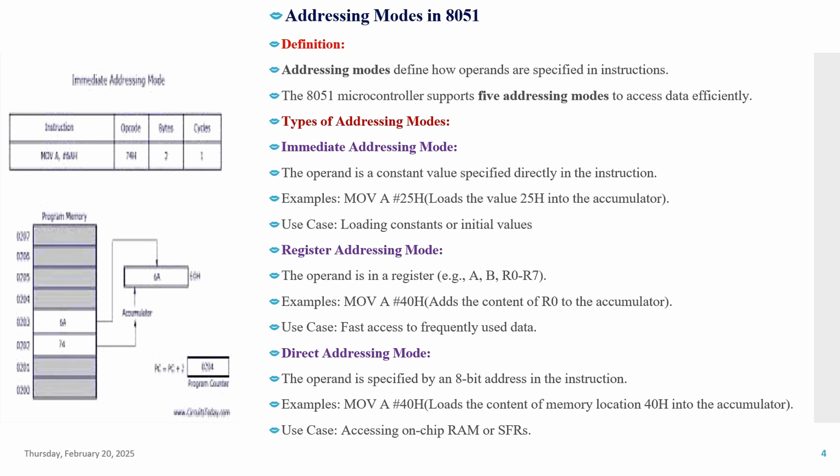Third one is direct addressing mode. In direct addressing mode, the operand is specified by an 8-bit address in the instruction. Example is MOV A, 40H, that is load the content of memory location 40H into the accumulator. Clear? All the examples are clear. Now to the next slide.